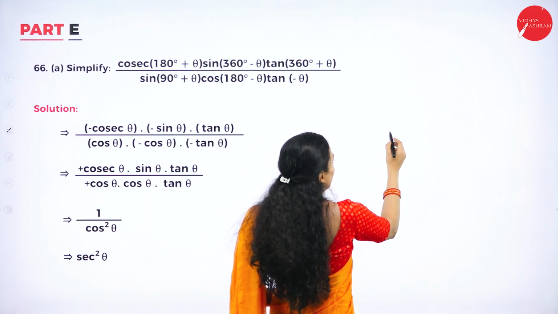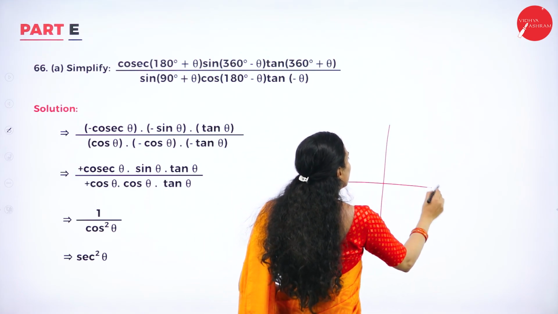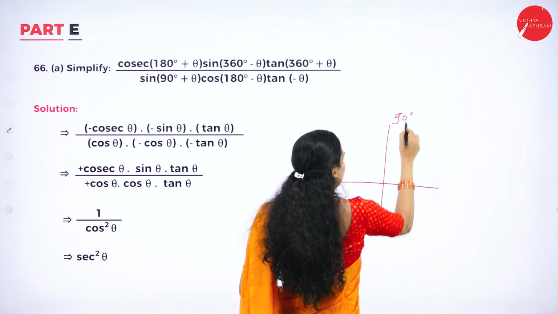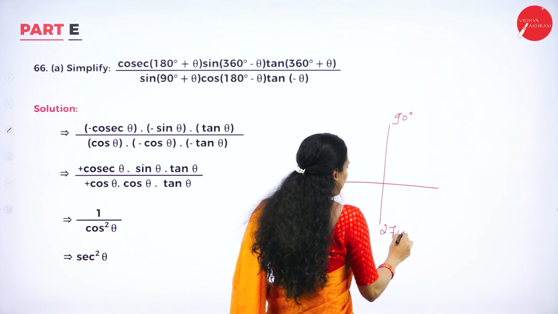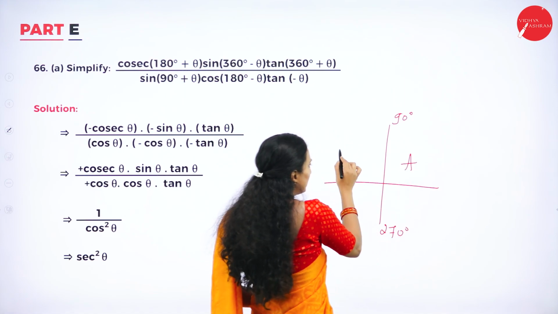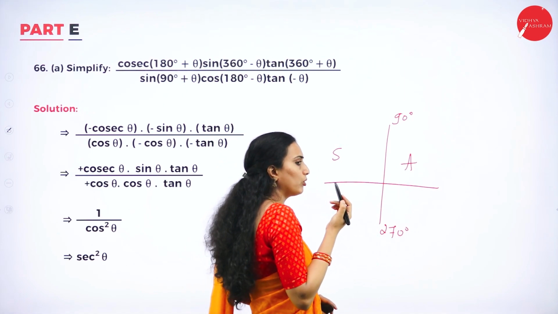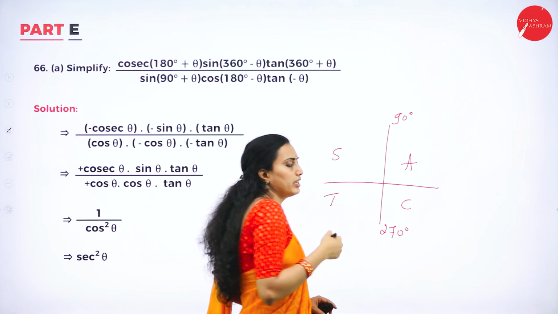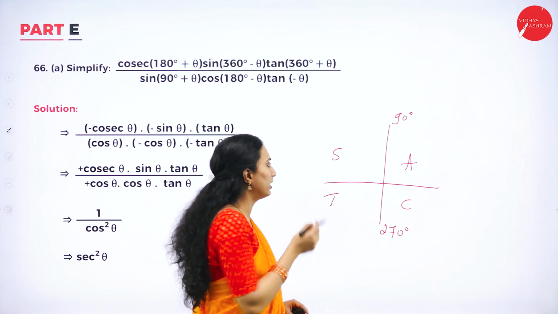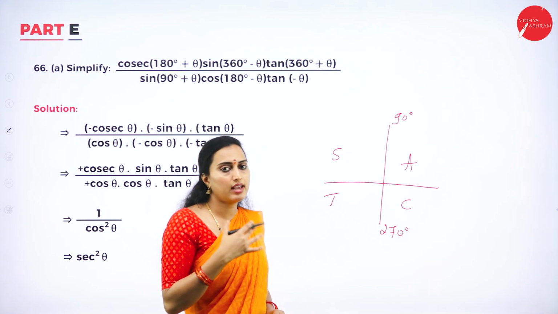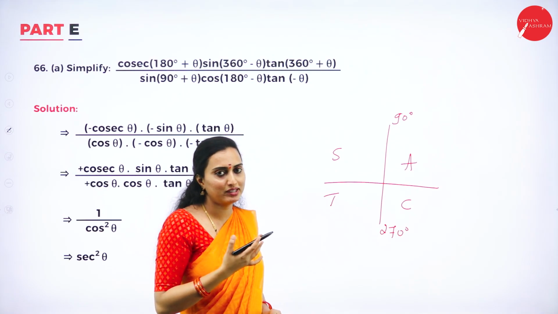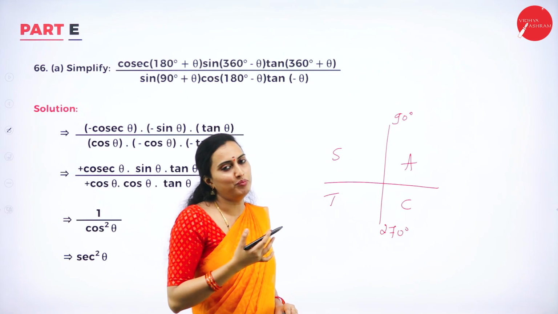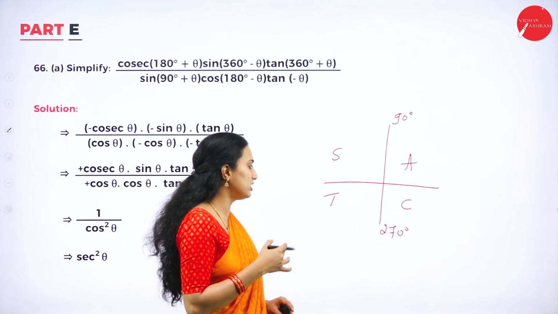I am writing here. In case of 90 and 270... Here all are positive. Here sine and cosecant, because cosecant is the reciprocal of sine. Here tan and cot. Here cos and secant, because the reciprocal of cos is secant. ASTC: All Students Take Coffee. Like that you can remember. That is the simple formula to remember, the ASTC rule.